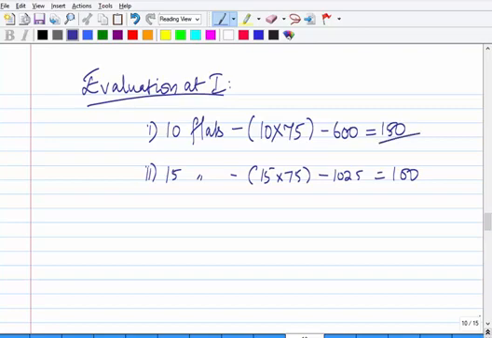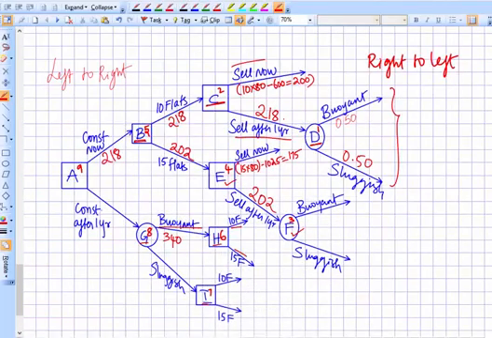So what is decision when the market condition is sluggish? Sluggish, we have to go with 10 flats because that gives net benefit of 150. So let's go back to the diagram and indicate that in the diagram. If you are exposed to sluggish, then we have to go with 10 flats so that we get net benefit of 150. So now we have completed H and I.